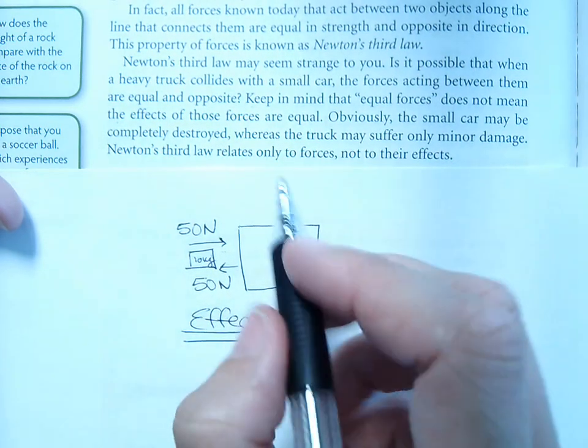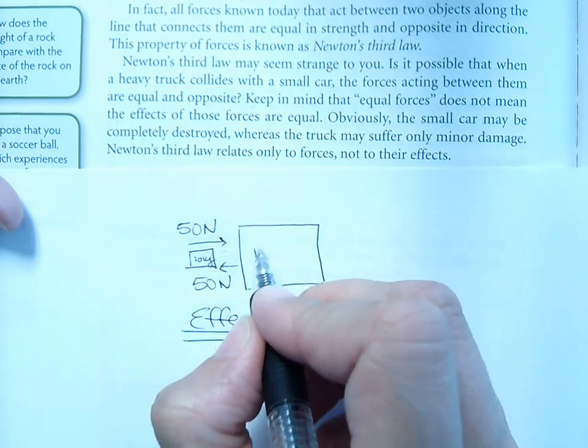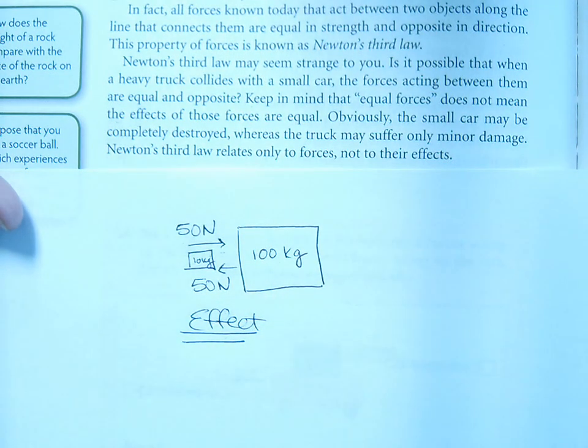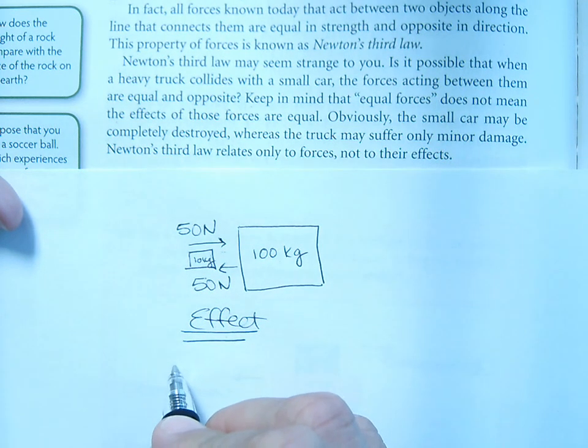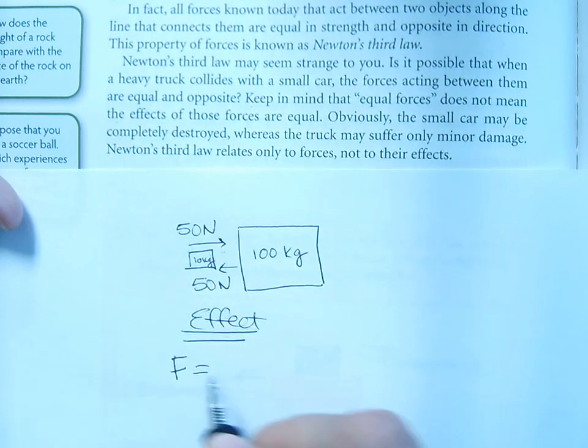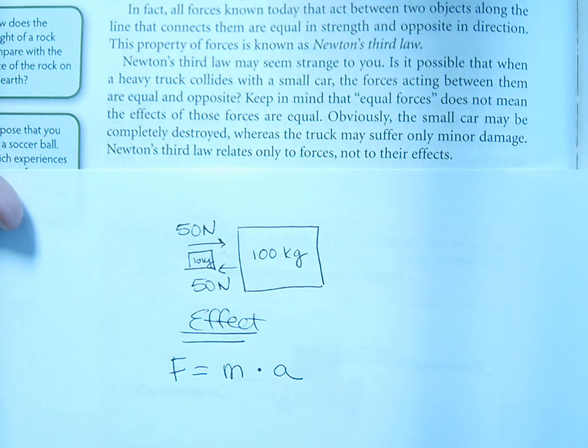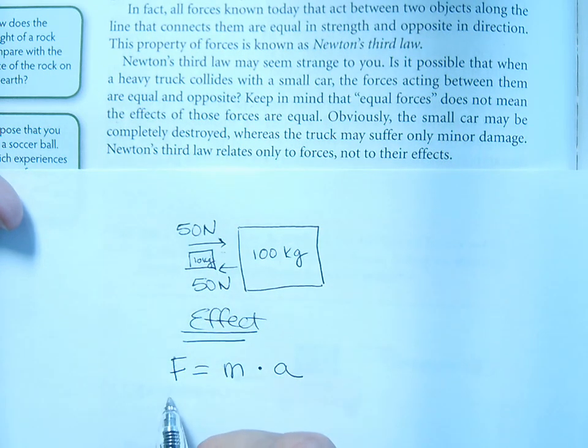So let's say this little tiny car has a mass of 10 kilograms, and the big, huge, gigantic car has a mass of 100 kilograms. Let's look at the effect of those forces. Here's what you haven't learned yet, Newton's second law. Newton's second law says that force is equal to mass times acceleration.